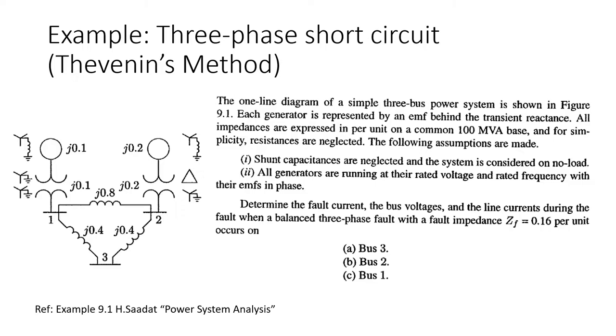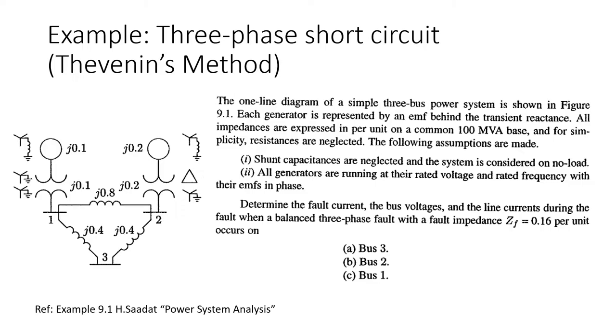So the problem states that the one-line diagram of a simple three-bus power system is shown in the figure. This is figure 9.1, shown on the left side. Each generator is represented by an EMF behind the transient reactance. This is the normal generator equivalent, right? All impedances are expressed in per unit based on a common base of 100 MVA, and for simplicity, resistances are neglected. These are the assumptions.